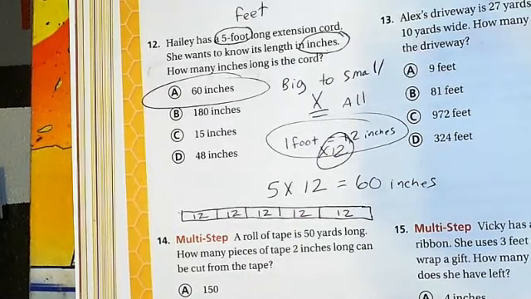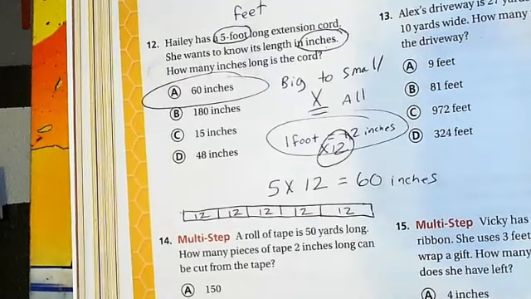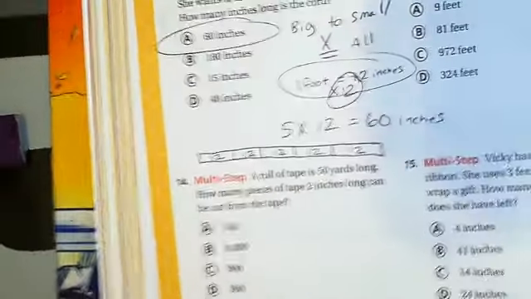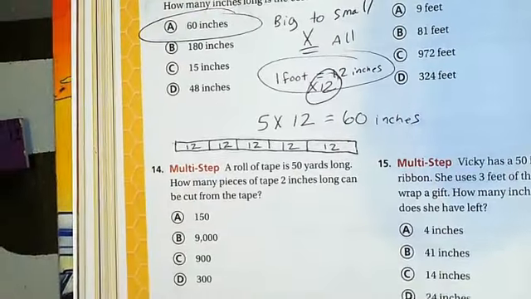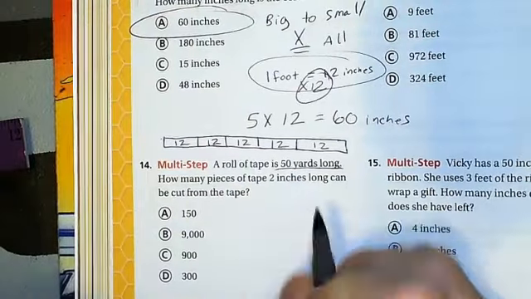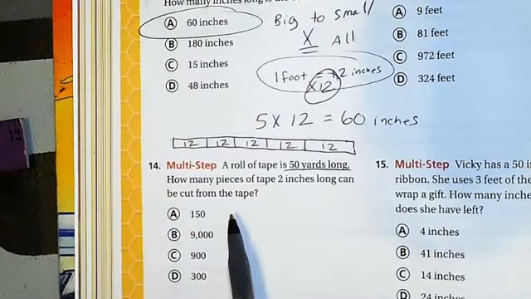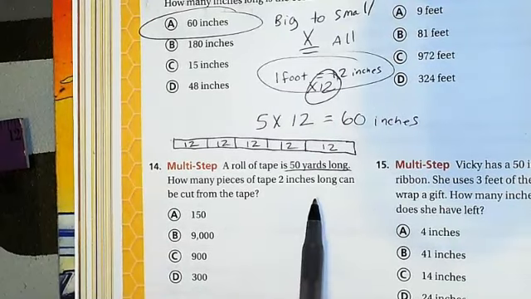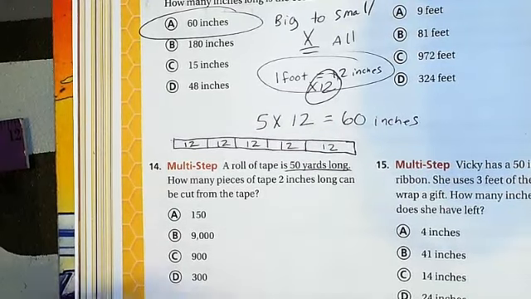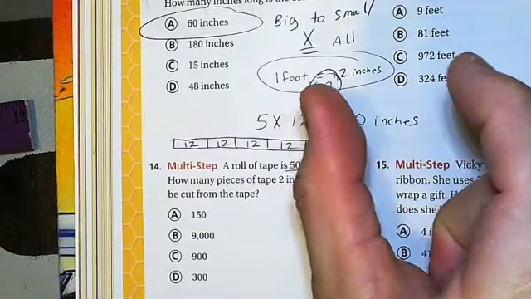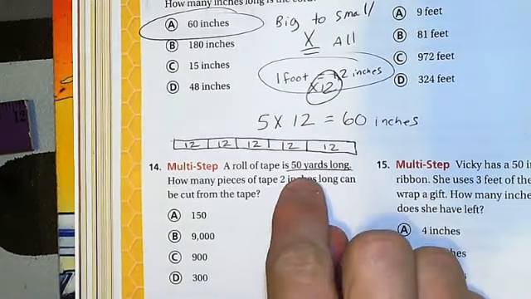All right, we'll do one of the multi-step ones, and then we'll say that's it for this lesson, because this one's really not that bad. Let's just go straight down, number 14. A roll of tape is 50 yards long. Okay, so we know 1 roll of tape is 50 yards long. How many pieces of 2 inches can we cut? So they're wanting little 2-inch strips, and we know that we're going 50 yards.